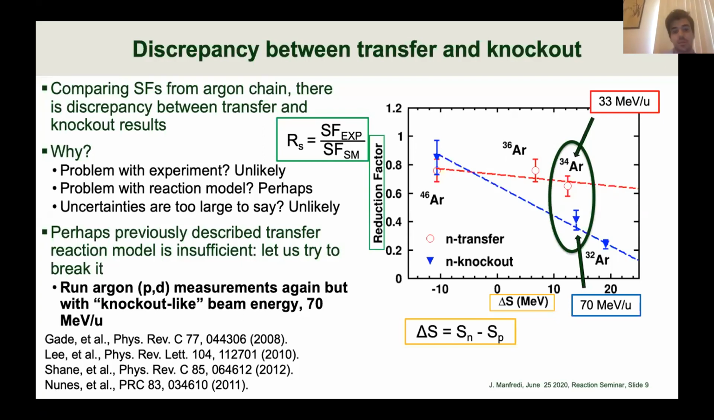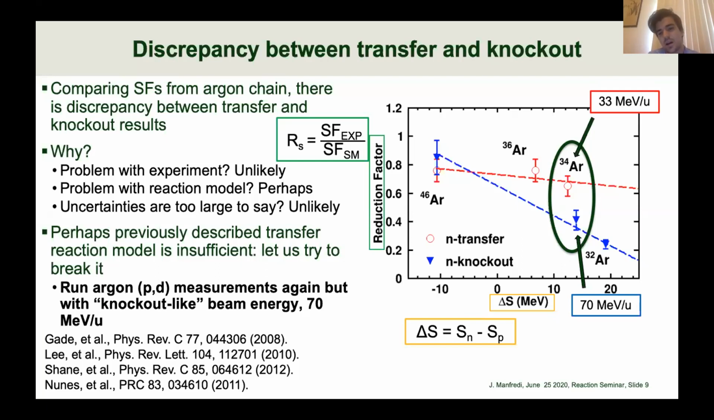One is that there could be a problem with the experiments, with the data points that I'm showing. I think this is unlikely just because these trends have been pretty well established with each technique by different groups, different measurements on different systems. Another possibility is a problem with the reaction model. This is possible. This is something that we need to take into account or at least think about. Another possibility was brought forward by Nunez et al.